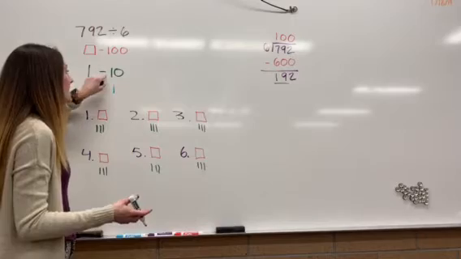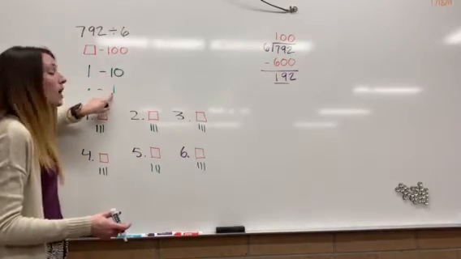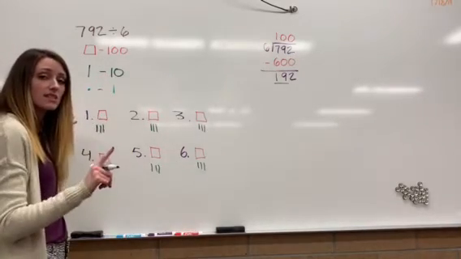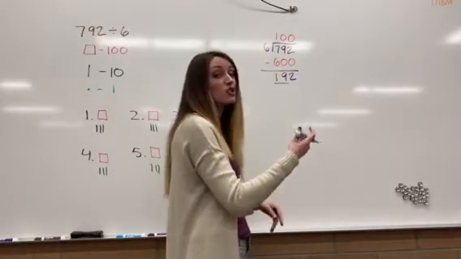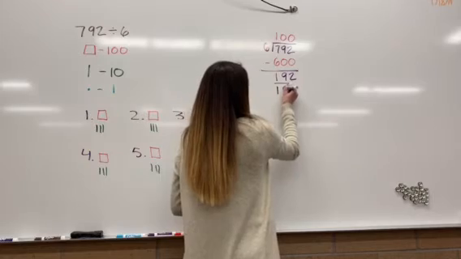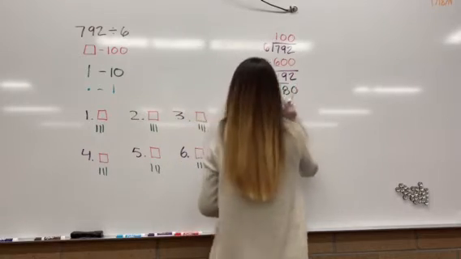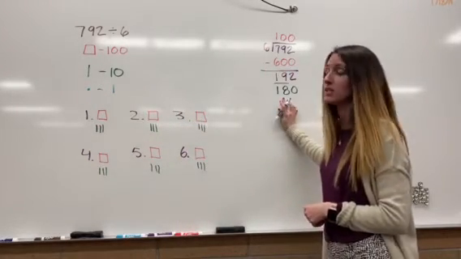We know that it takes 10 ones to make a single 10 stick. So I've used 18 of them. So I haven't just used 18, I've used 180. So that's what goes on my bottom. That's what I'm going to be minusing.